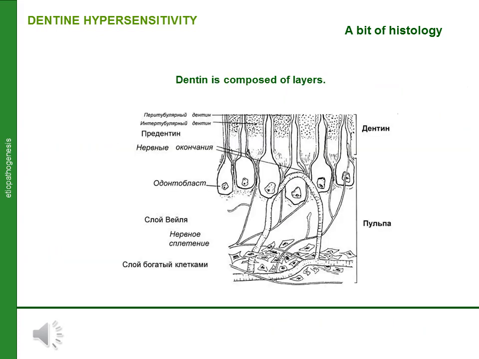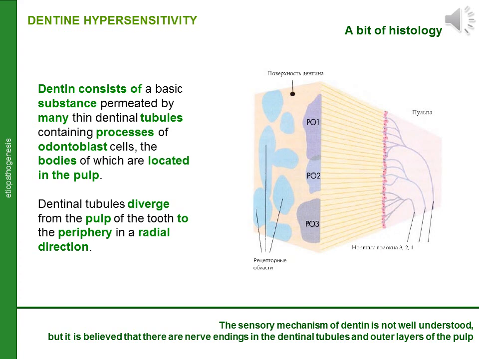Dentin is composed of layers: peritubular dentin, intertubular dentin, and predentin. It is near the nerve endings from the pulp. Dentin consists of a basic substance permeated by many thin dental tubules containing processes of odontoblast cells, the bodies of which are located in the pulp. Dentin tubules diverge from the pulp of the tooth to the periphery in a radial direction. The sensory mechanism of dentin is not well understood, but it is believed that there are nerve endings in the dental tubules and outer layers of the pulp.